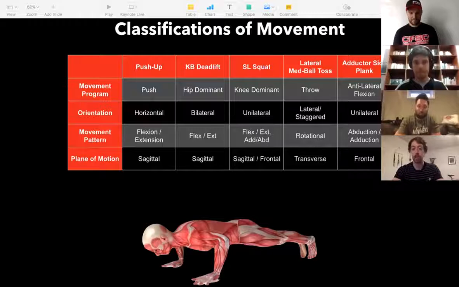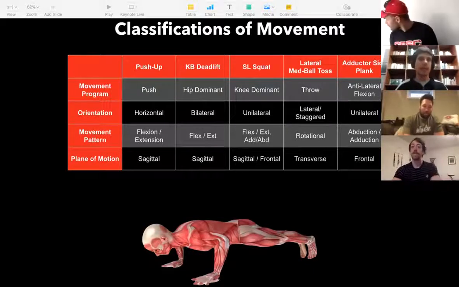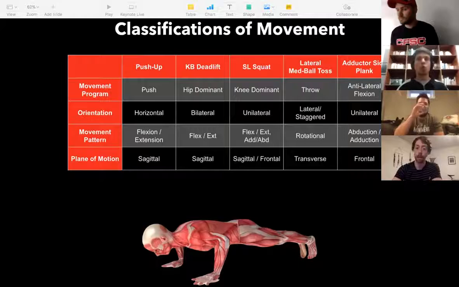So I have a slide about that. We'll talk a little bit more about it. Lateral med ball toss, that's a transverse plane. That's purely rotational. It's an athletic movement. And then our adductor side plank, that's going to be that pure frontal plane. Everything's left to right. So remember that slide of it cuts sideways through that guy's head, everything being left to right for that adductor side plank.